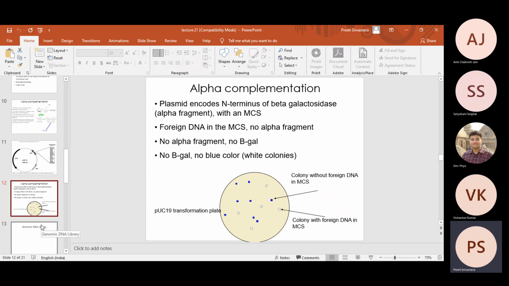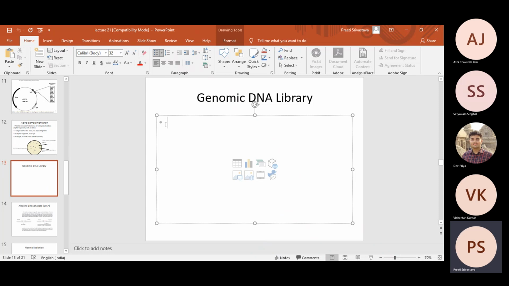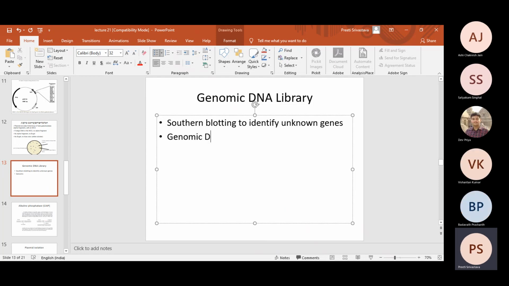So this whole method of blue-white screening is used a lot in what is called a genomic DNA library. These days, when you want to identify a gene, we discussed that you can do Southern blotting. You remember that? You can do Southern blotting and hybridization to identify unknown genes. Likewise, another method which utilizes this pUC19 plasmid is genomic DNA library preparation.